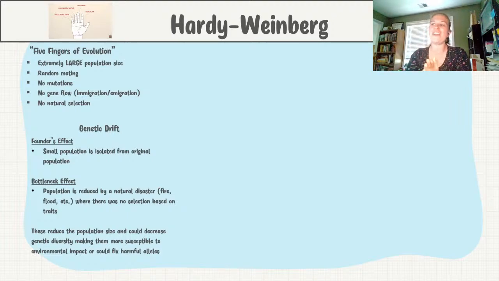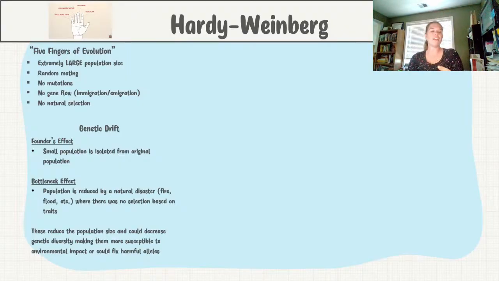The first one is founder effect, or founder's effect, as some people say it. This has to do with a small group of individuals that have been isolated from the original population. There was no trait that said, this trait is more favorable, so they're going to go over there. It's random which of the individuals from the original population get broken apart and create their own new smaller population.